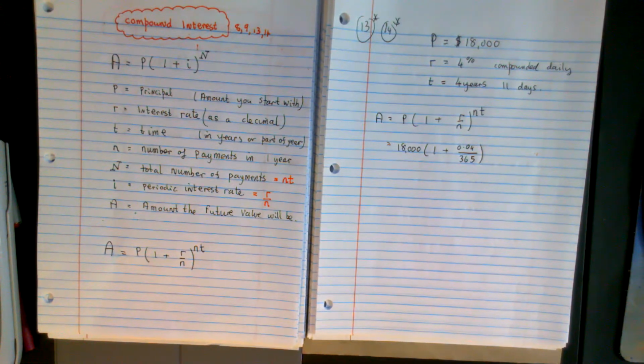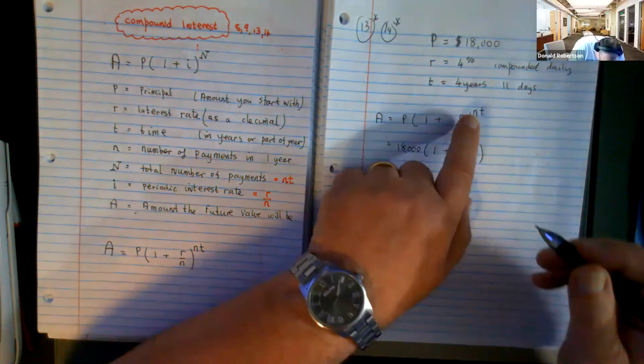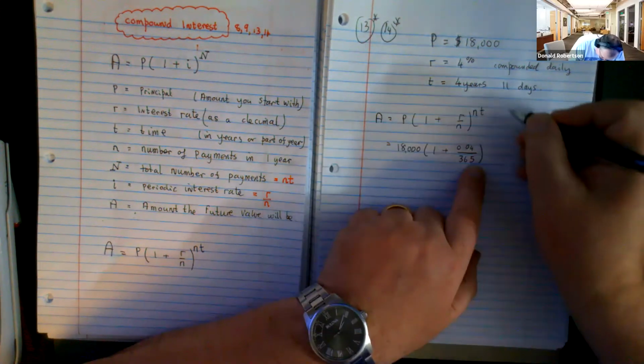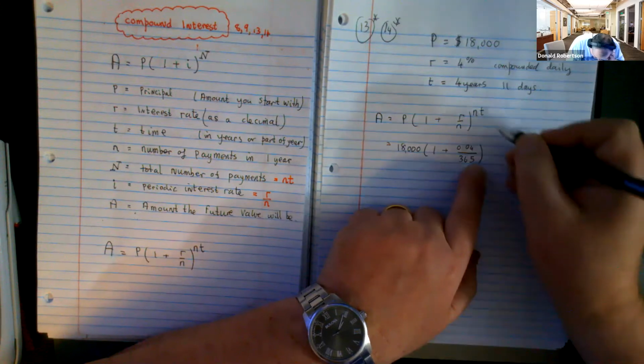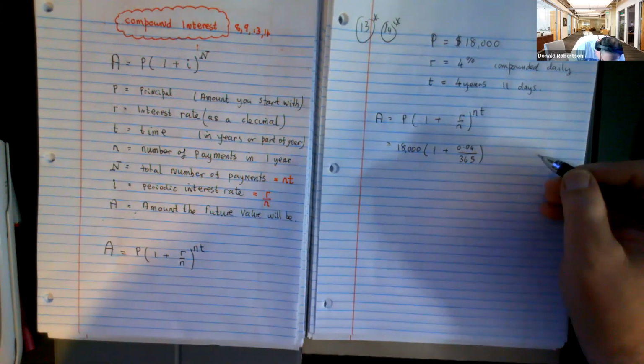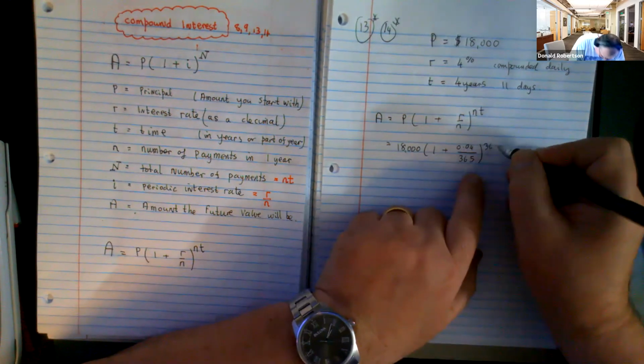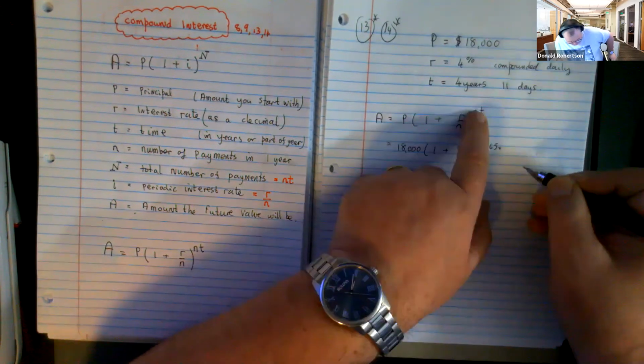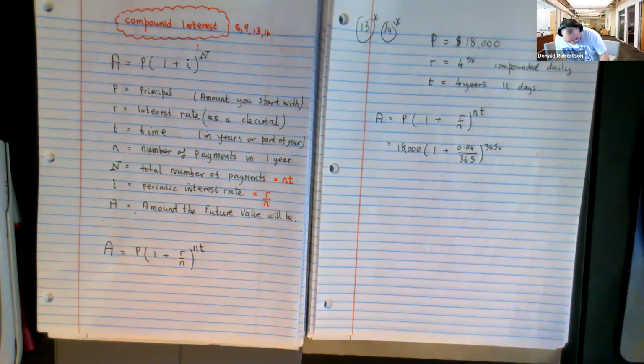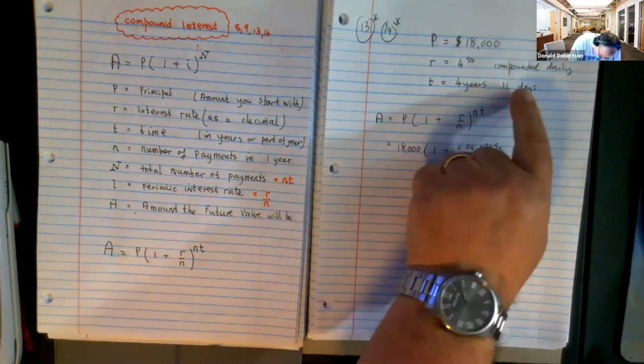Yes. Okay. Now, little n is going to be awkward because I haven't done it yet. And t, sorry, little n is not awkward. Little n is 365. But t is going to be awkward. 4 years and 11 days.